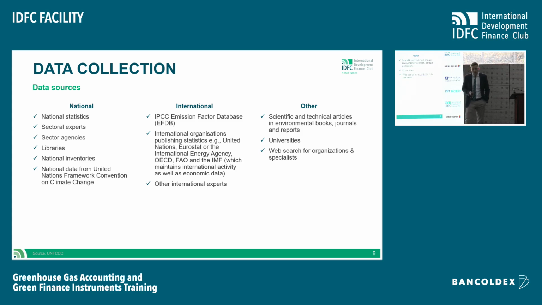There are also national greenhouse gas inventories, which might be a source of good data. And of course, national data that the country collects for the United Nations Framework Convention, right? So there are underlying documents that sometimes are published, and they very often go into sector level information, and they are also a good source of information. On the international level, obviously the IPCC Emission Factor Database, there is a website. If you Google IPCC Emission Factor Database, you can enter and see emission factors there.